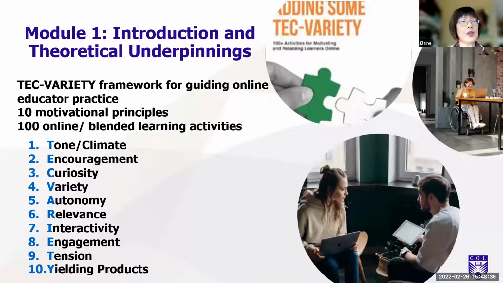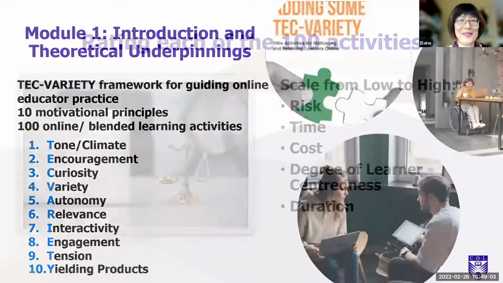So we have T for tone, E for encouragement, C for curiosity, V for variety, A for autonomy, R for relevance, I for interactivity, E for engagement, T for tension, and Y for yielding products. Now, you don't necessarily have to use all of these principles all at one time and in that order, but we can choose ones that are relevant for your context. And Curt will talk more about this as well.